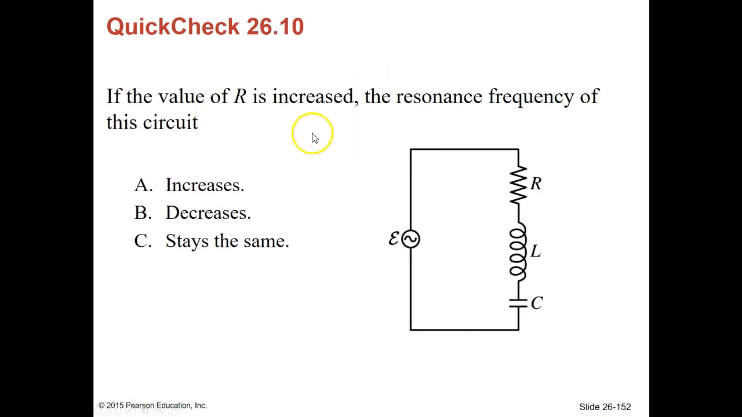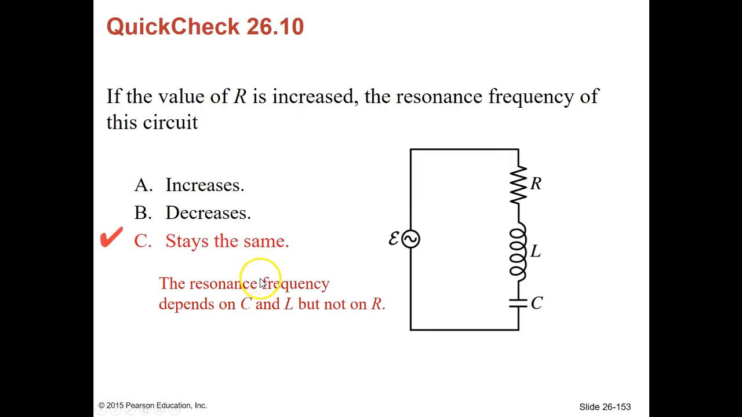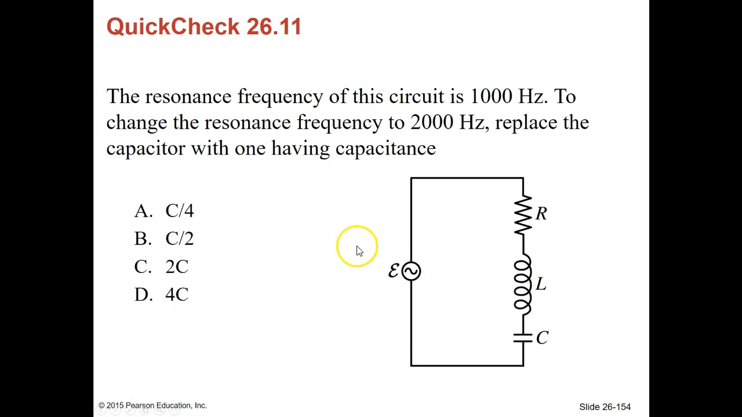So here it says, if the value of my resistance is increased, does the resonant frequency of the circuit increase, decrease, or stay the same? And here it stays the same. The resonance frequency depends on C and L, but it does not depend on R. So if I increase R, that won't do anything to the resonant frequency because we're only worried about L and C. Kind of a trick question there.